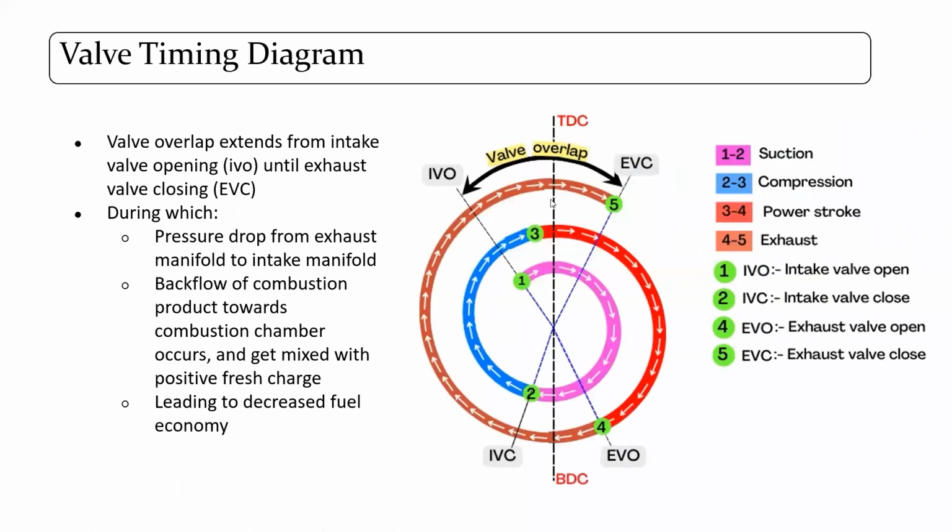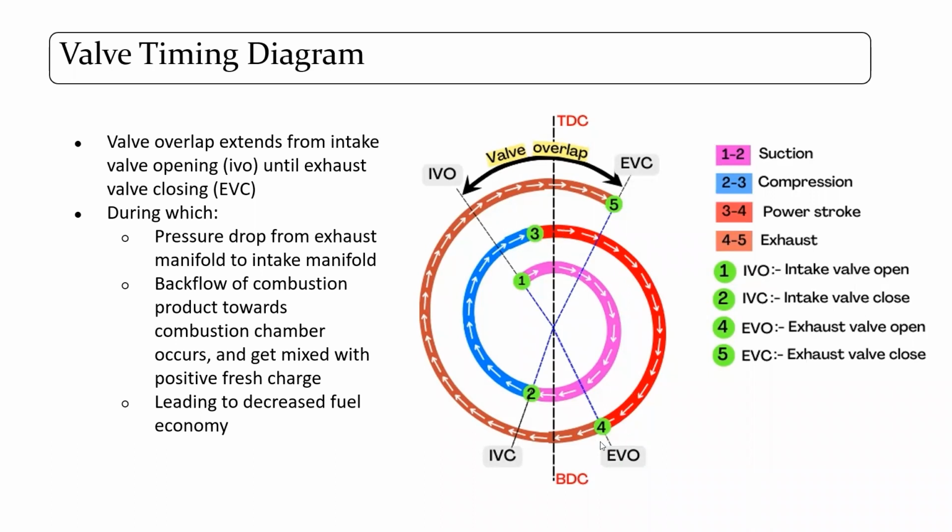So how does this MR fluid help here? You see the inlet valve opens and the inlet valve closes. This is the valve timing diagram, and 1 to 2 is the suction. That means the inlet valve will close some time after the BDC. Then 2 to 3 is the compression. Actually, this compression takes place much earlier, before the TDC is reached. And then this is the power stroke.